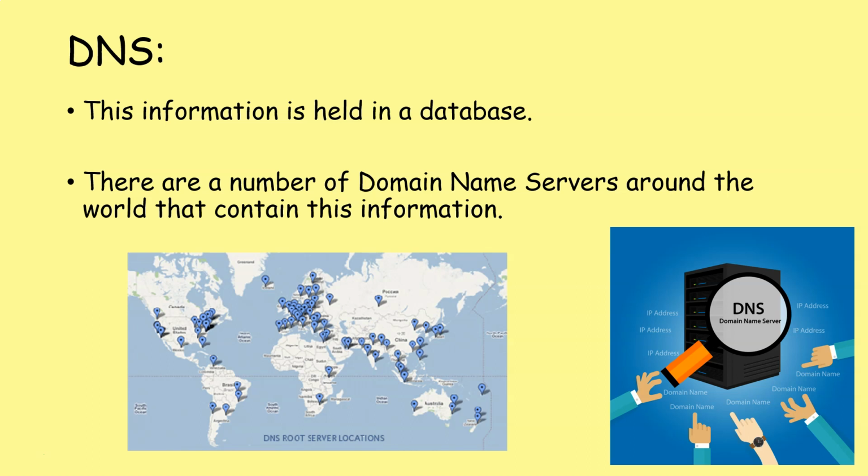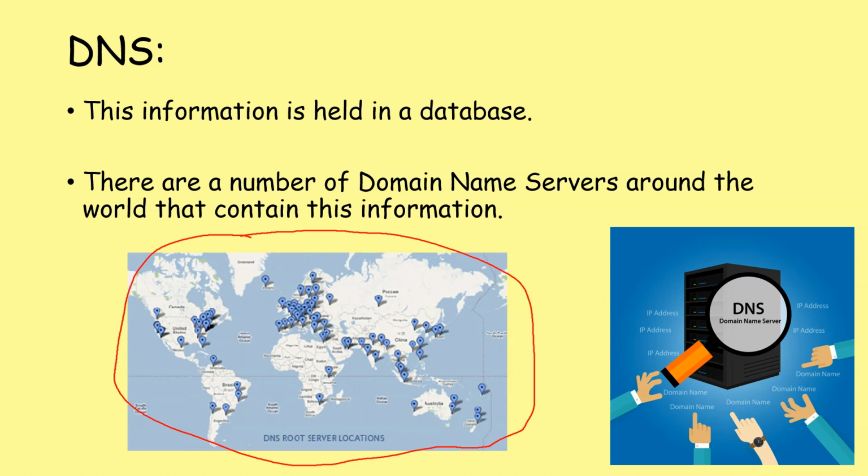Now, there are a lot of what we call domain name servers around the world that contain this information. So there's a map here of some different DNS server locations around the world. As you can see, there are lots of them. And in fact, there's not just one domain name server that contains all the URLs and all the IP addresses. They all contain part of this information, and they work together so that you can match any URL to any IP address and vice versa.